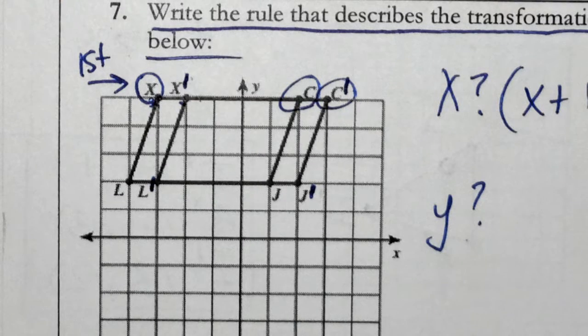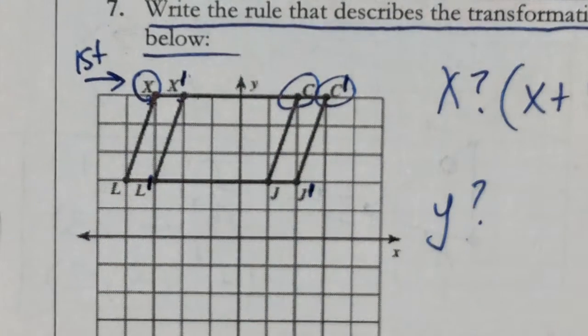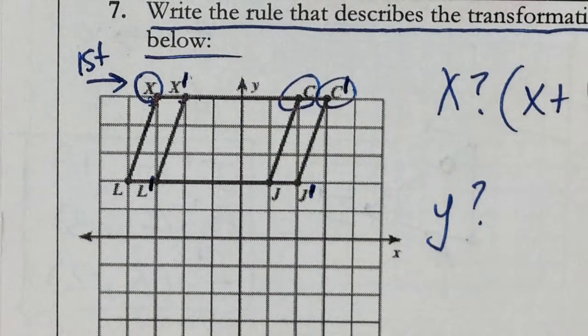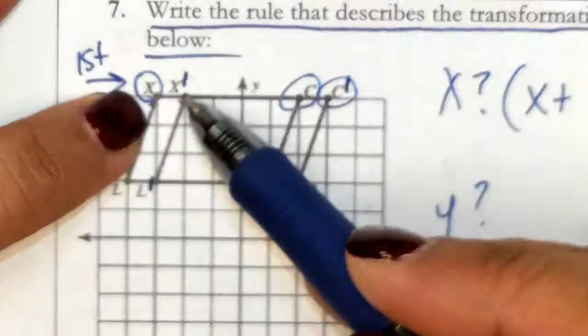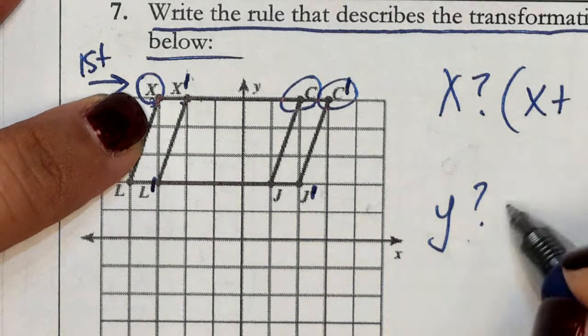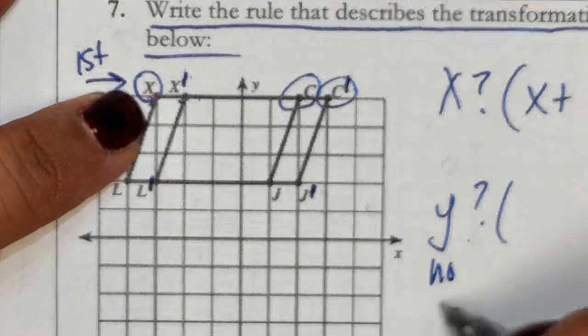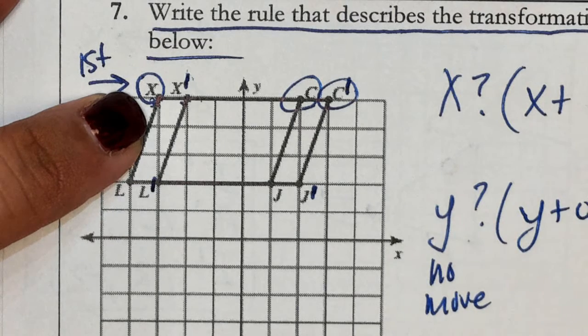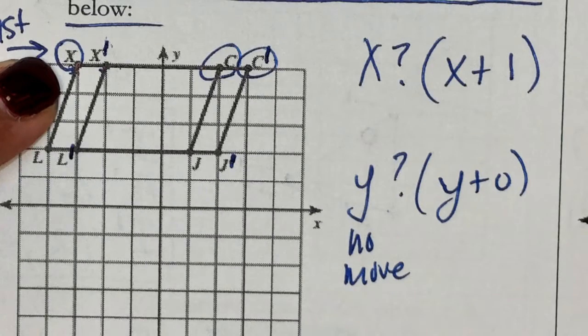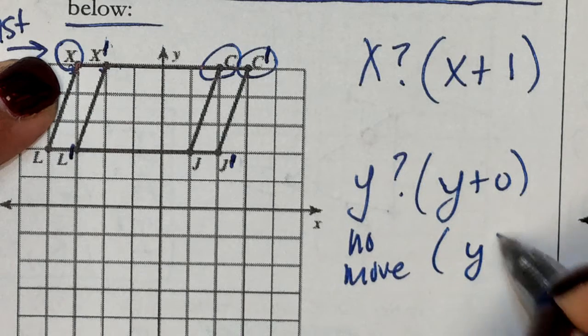Okay? Now, the other thing that you want to notice about this is the Y. Do you go any different direction in the Y at all? Does X prime move from the X up or down at all? No. So, no movement. So Y is +0. But do you have to put the 0? Nope. You just put the y.